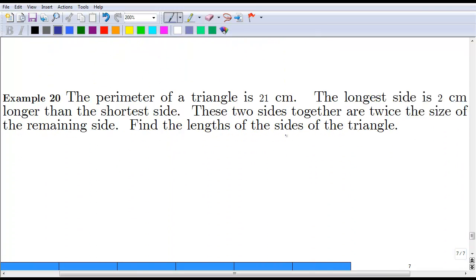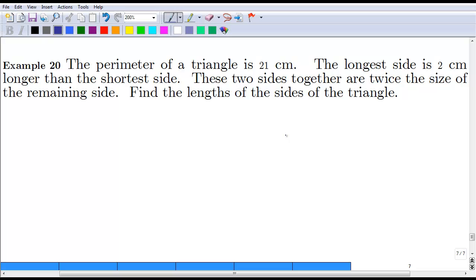Let's try one more example here, and this one is a 3x3 system, and it relates the sides of a triangle. It says the perimeter of a triangle is 21 centimeters. The longest side is 2 centimeters longer than the shortest side. These two sides together are twice the size of the remaining side. Find the lengths of the sides of the triangle.